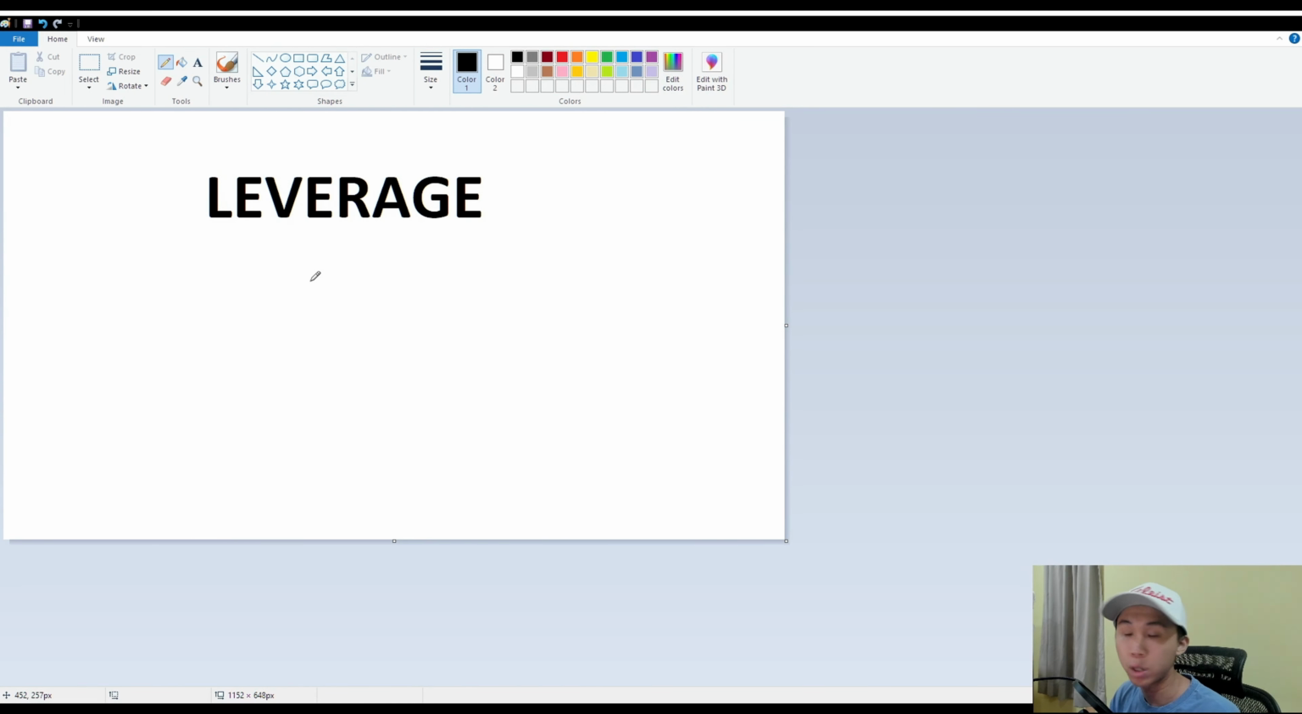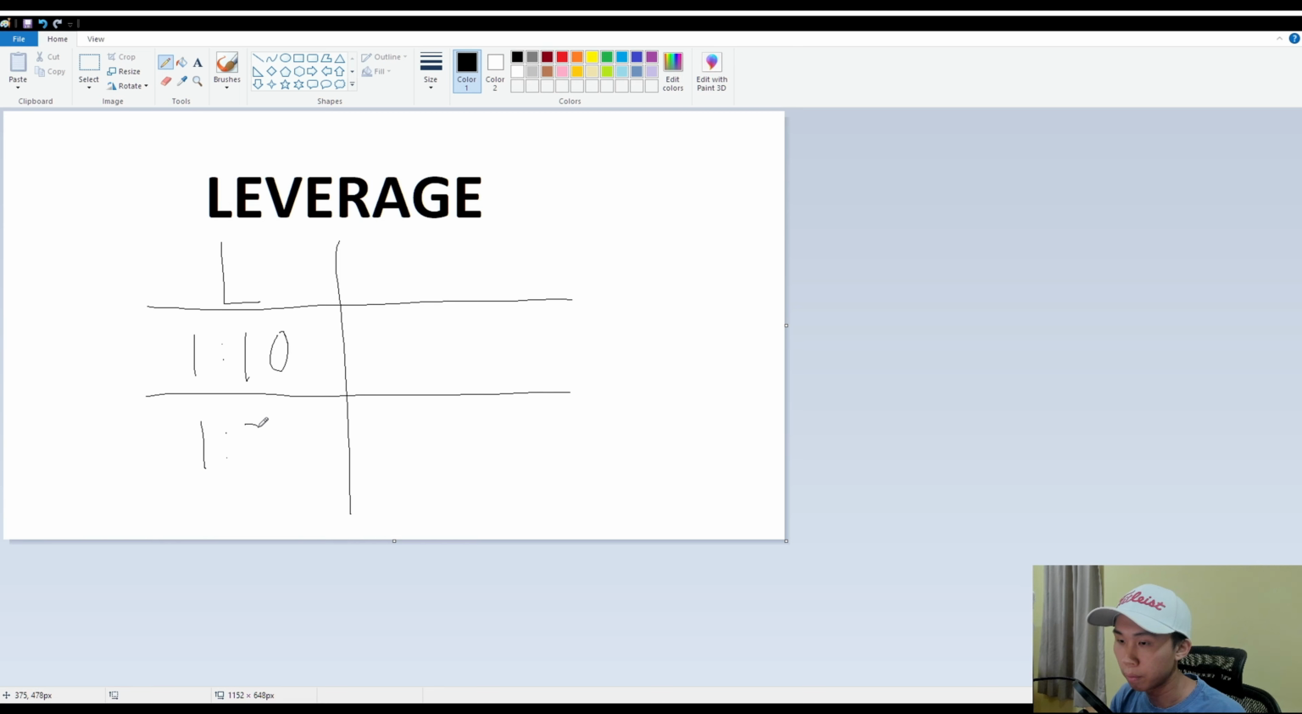Leverage comes in different sorts of numbers. For this round, I'll be using Paint to demonstrate and teach you what is leverage. So let me first draw a table, as you can see. We have leverage, so I'll use L. So we have 1 to 10. We have 1 to 20. These are just examples. We have different leverage in the markets. We also have 1 to 1000. The leverage actually depends on what the broker provides you.